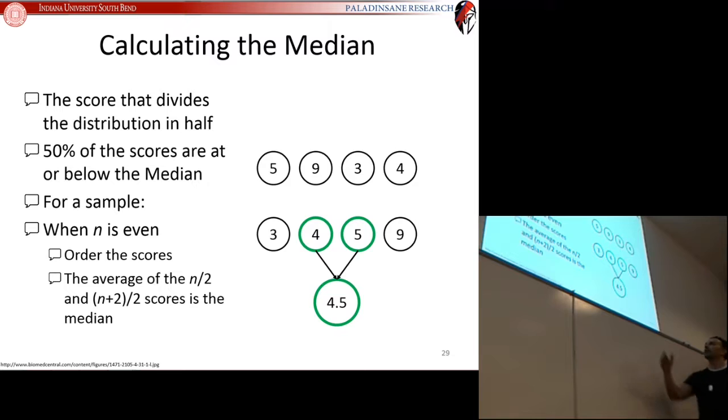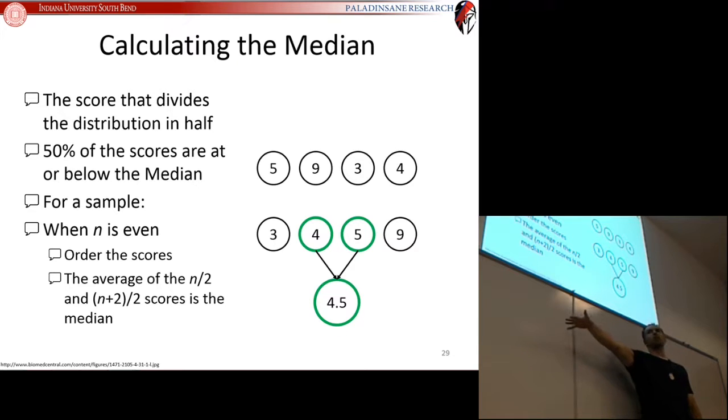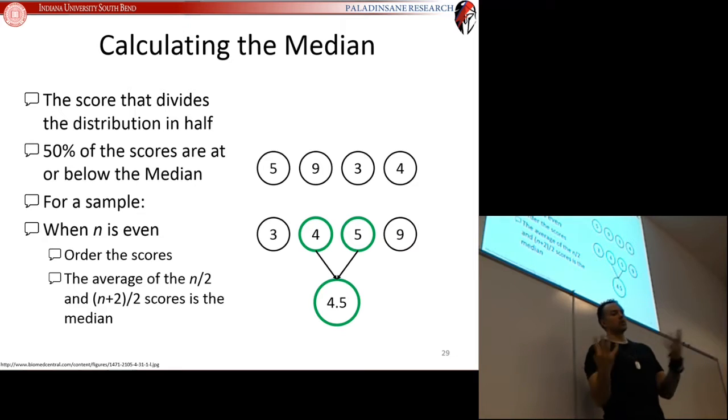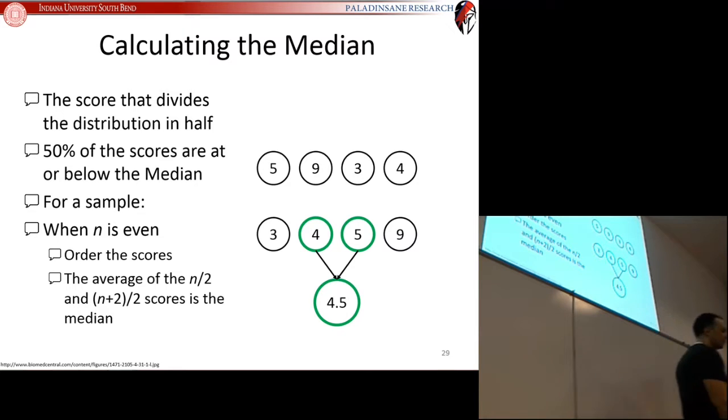And once again, notice that we have the correct median, because if you look to the left of 4.5, you see 3 and 4, we got 2 scores. If you look to the right, we got 5 and 9, we got 2 scores. 2 scores to the left, 2 scores to the right, same number of scores on each side, that's your median.